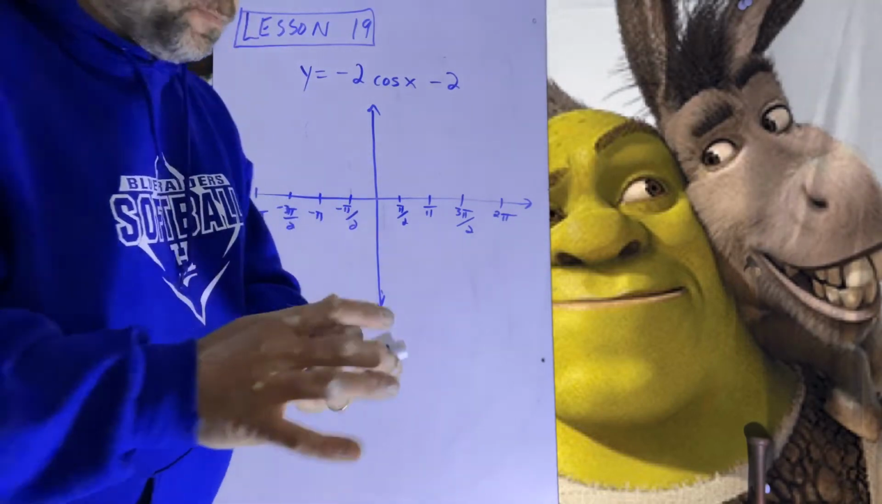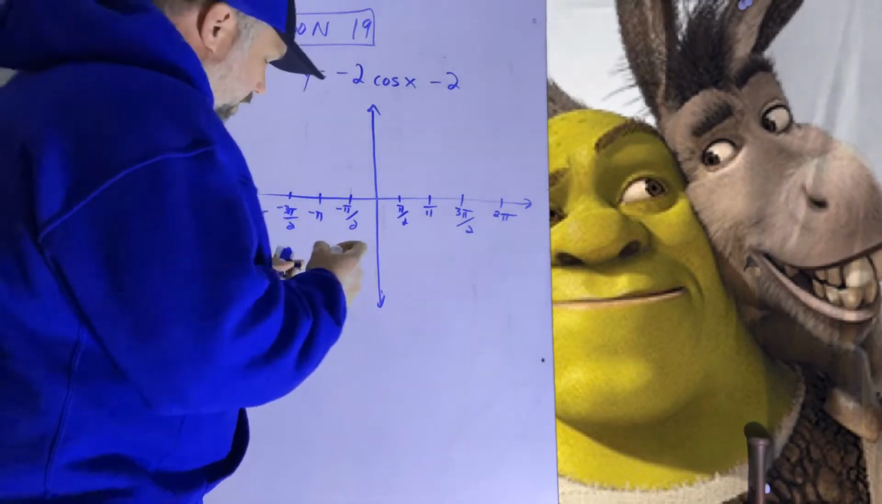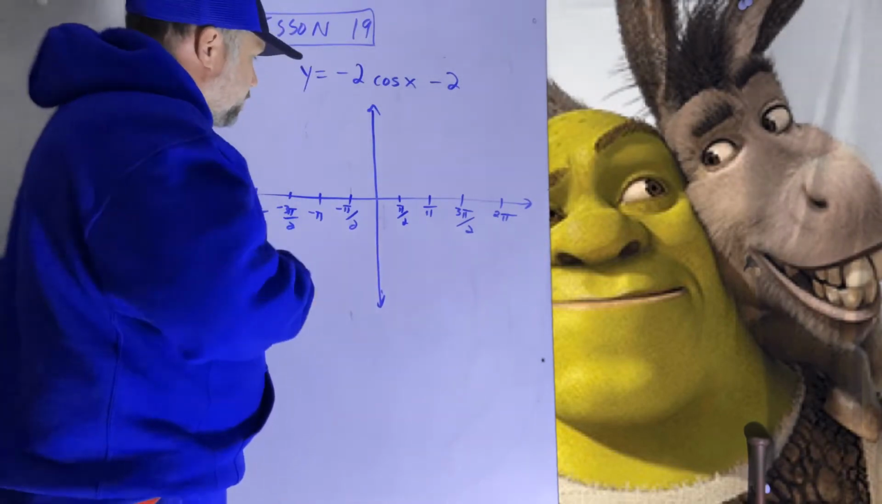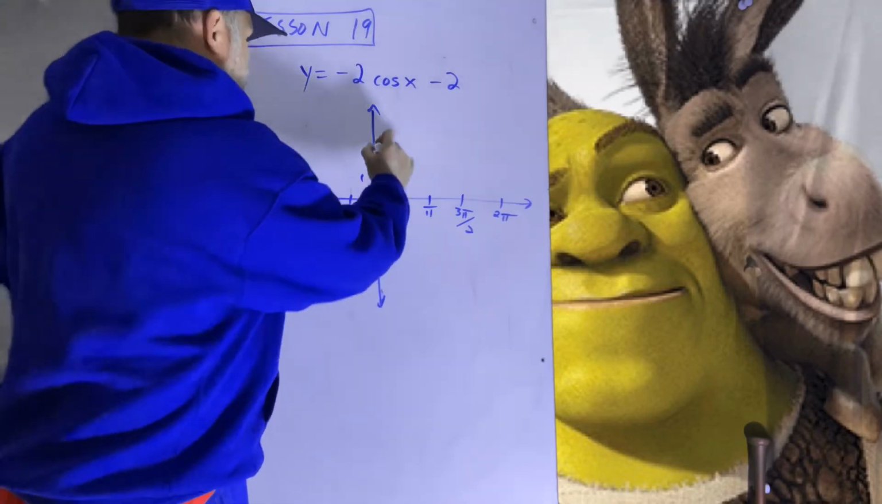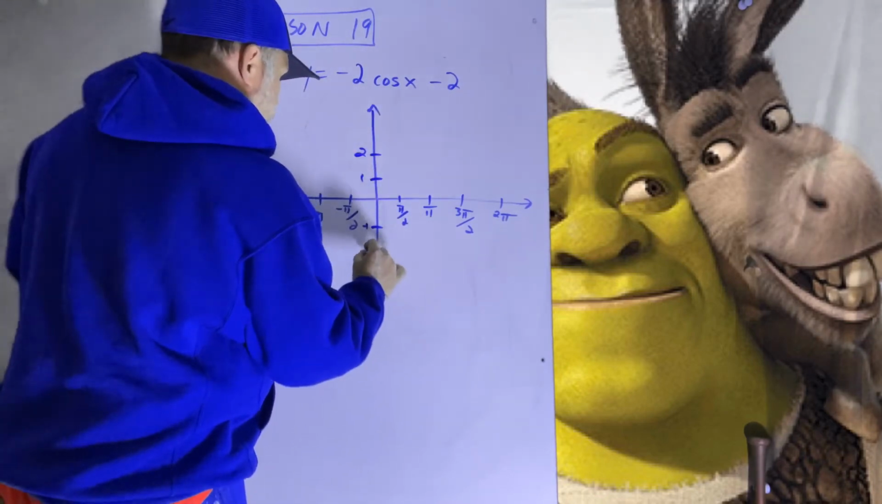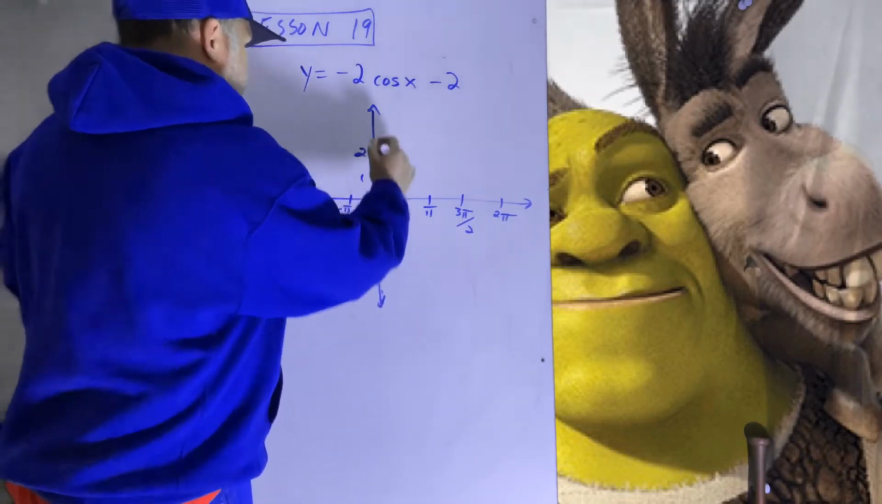So what I'm going to do is start by just graphing regular cosine. I'll put regular cosine up here. And if you're doing this with me, you're going to want to do it in pencil, because we're going to erase it here in a second after we move it.